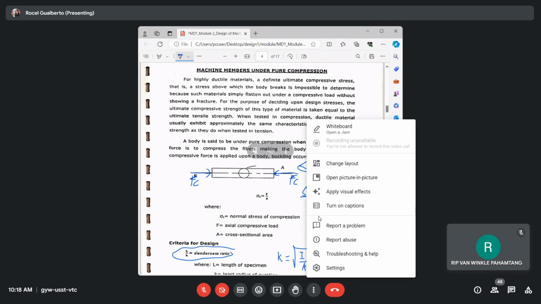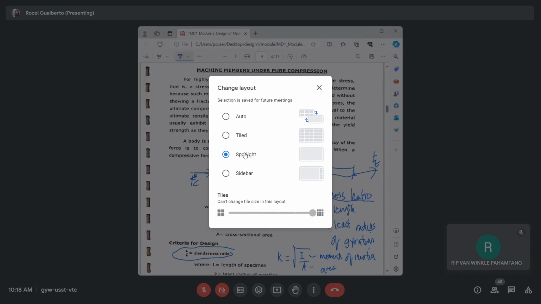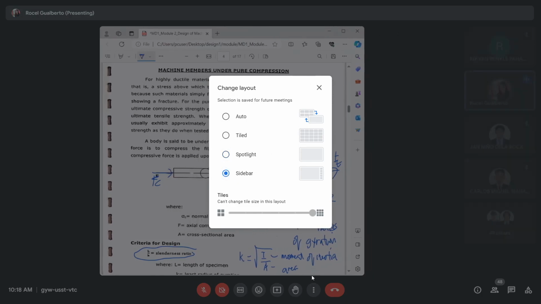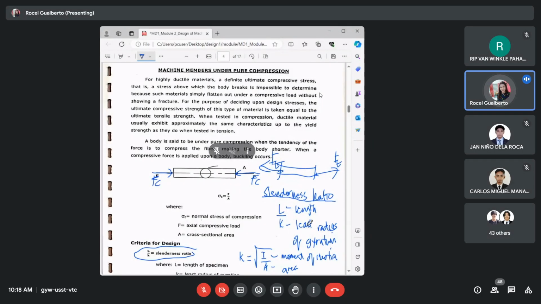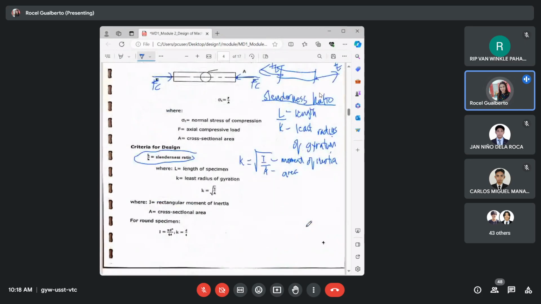Again, L is the length, and K is the least radius of gyration. So, for the value of K, i-derive po natin siya, coming from the general equation, square root of I over the area. Say, for example po, we have a circular cross-section. Alam mo po, circular yan. What would be the value of K? Let us recall. Ano po ba yung value ng I? The moment of inertia if you have a circular cross-section.